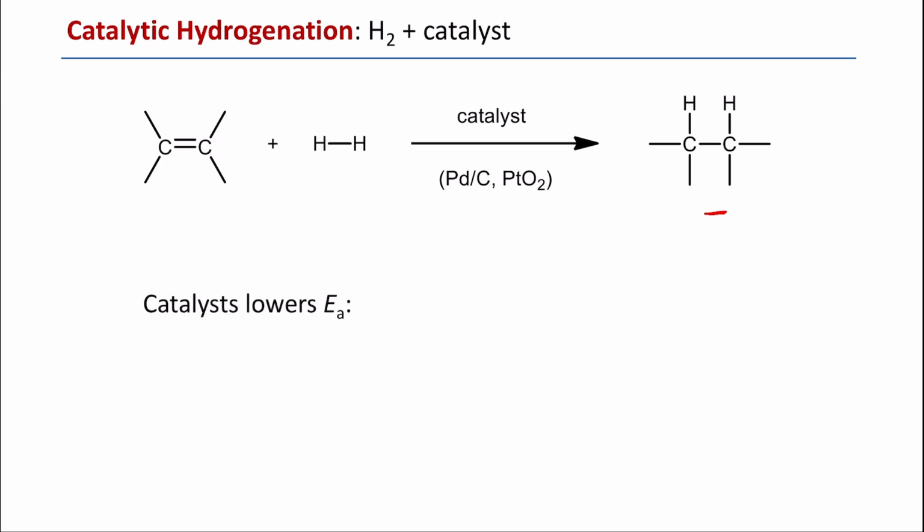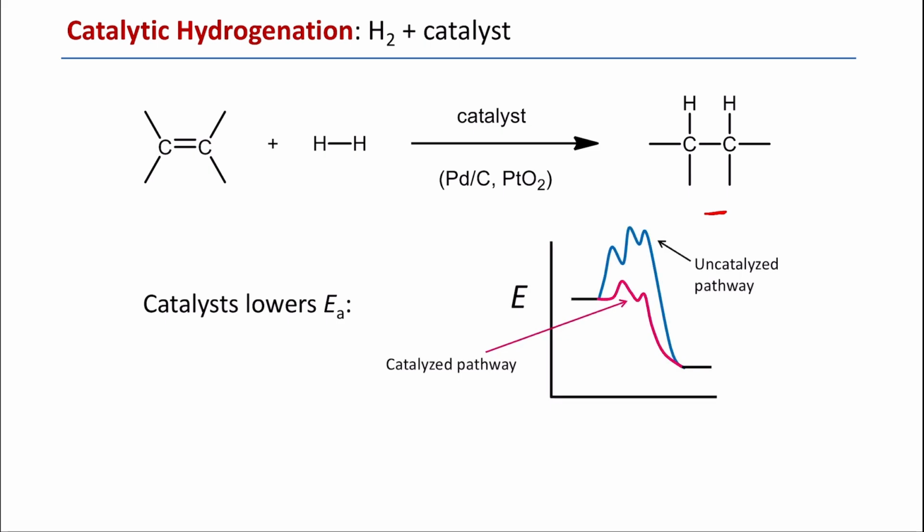The role of the catalyst is to lower the activation energy of the reaction. So if you look at the energy profile for the uncatalyzed pathway compared to the catalyzed pathway, you're going to find that the activation energy is lower in the case of the catalyzed pathway. So the catalyst here will make the reaction go faster because it lowers the activation energy. In the absence of the catalyst, the reaction will not take place. So hydrogen with an alkene in the absence of the catalyst will not react.